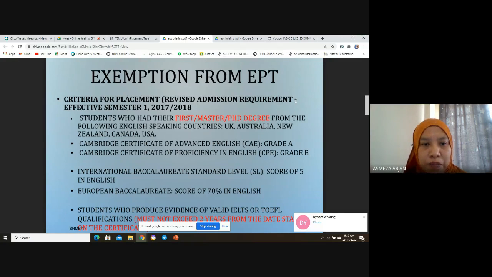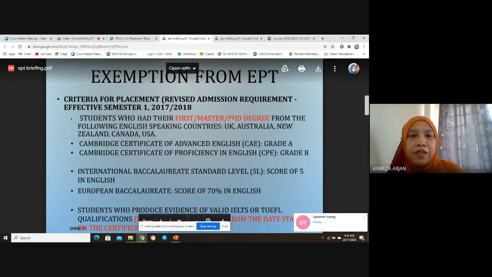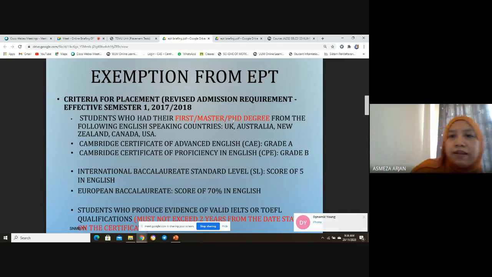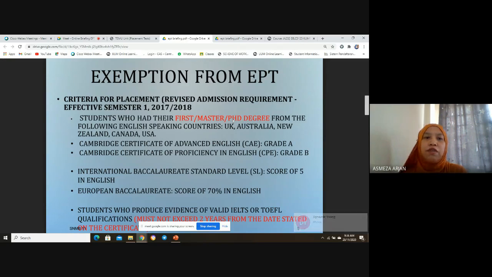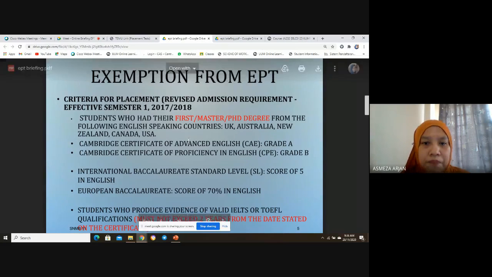So this one is not applicable for you. Okay, so if let's say you are doing masters, then maybe your first degree is from any of these five English speaking countries, then you can be exempted automatically, regardless of the field or major of your degree. If you have done your first degree in one of these countries, then you don't have to take EPT. Okay, but it must be first degree.